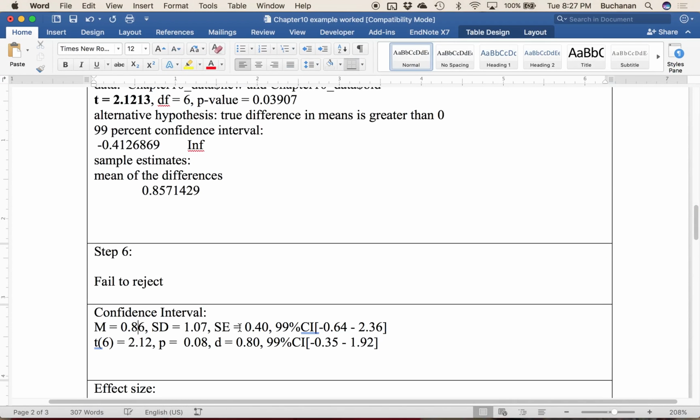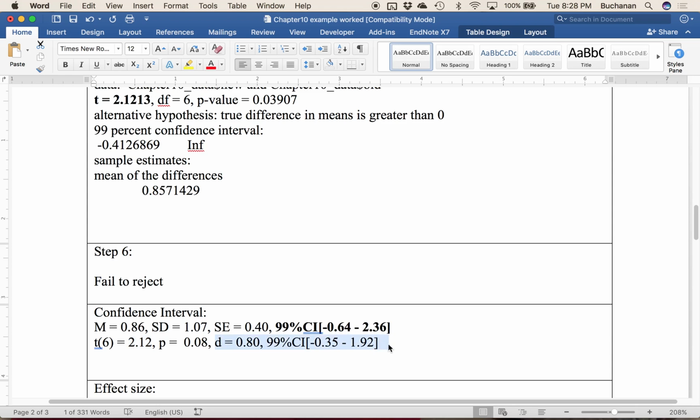So my mean difference, my standard error is 0.40. Here's my confidence interval of the mean difference, which includes 0, so I wouldn't reject the null. Remember, there's always a dash here, so it's negative 0.64 to positive 0.236. So that includes 0, so I wouldn't reject the null in a two-tailed test either. For my t, I got 6 degrees of freedom. That matches 2.12. That matches what I got up here.